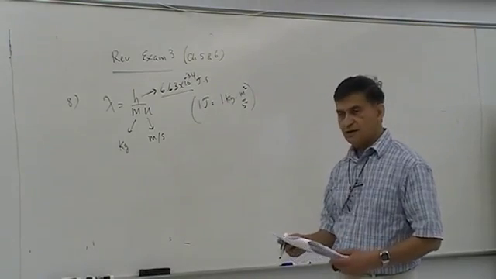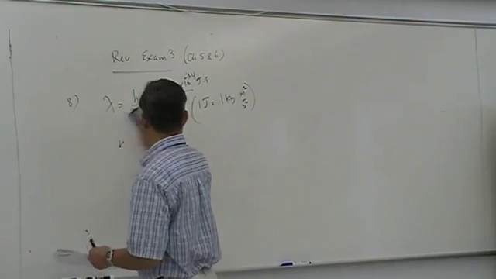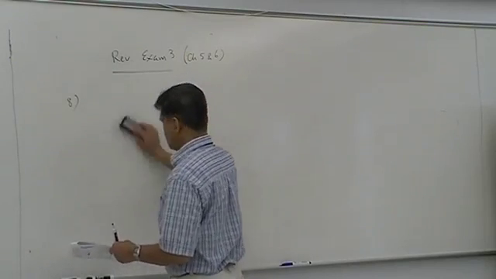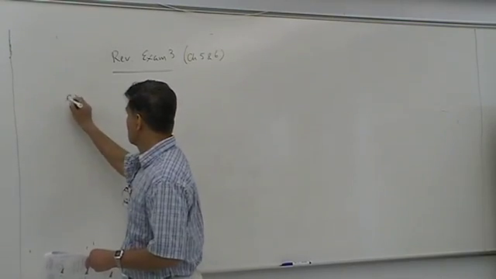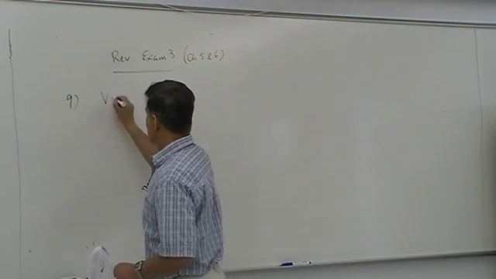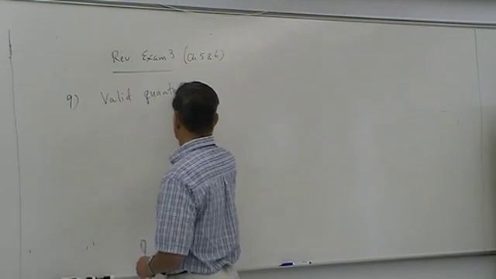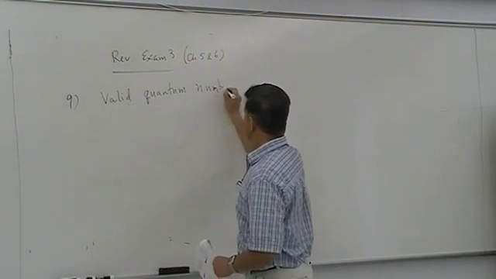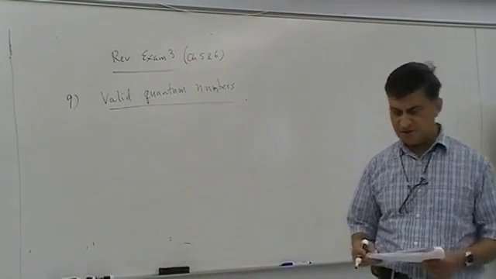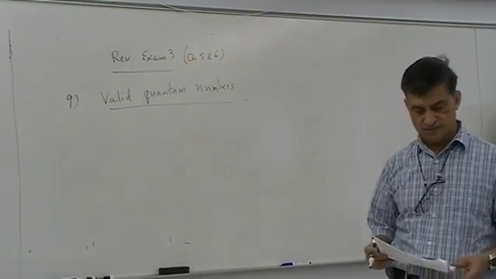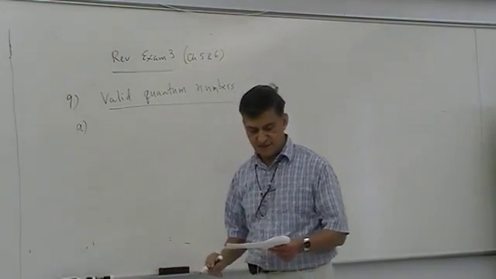Next type of problem would be valid quantum numbers for electrons in an atom. I'll give you a series of quantum numbers and ask you whether they're right or wrong. So I'm going to show you a few examples because a lot of students make mistakes in this kind of problem.